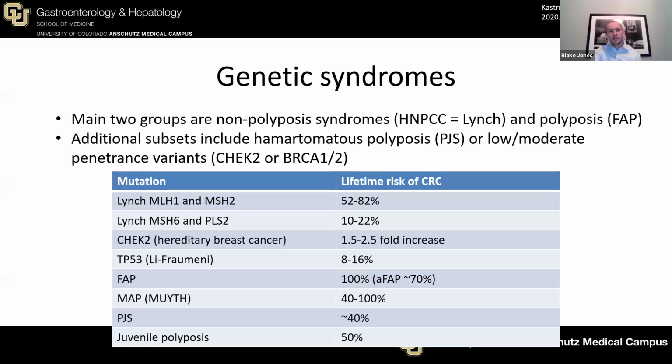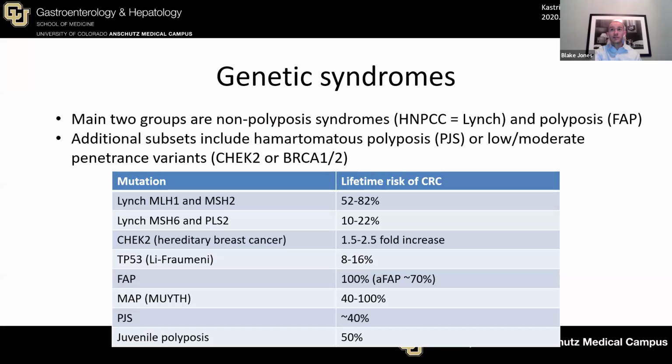All right, moving on to the genetic syndromes. So this is where we're getting to the weeds a little bit. I think it's helpful to just take a step back and think about the two main classifications of increased risk genetic syndromes there are. There's hereditary non-polyposis colorectal cancer, which we all know is Lynch syndrome, and variations of that. And then there's polyposis syndromes, or commonly we know that as FAP.